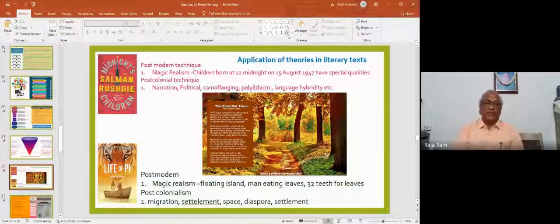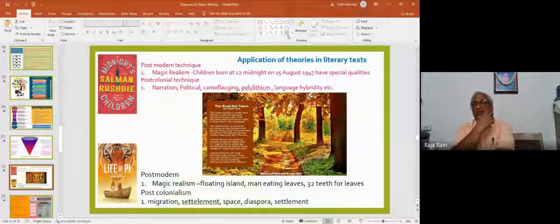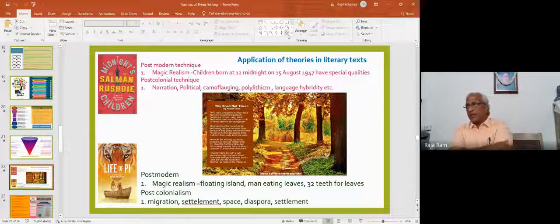Application, this is the final part I'm just moving into: application of theories in literary text. There are a lot of theories and postmodern techniques. What are the postmodern techniques? Magic realism, narrative techniques, political camouflaging, polylithism, language hybridity, etc. For example, in magic realism, children born at midnight on 15th August 1947 have special qualities. There's the Midnight's Children idea, with more magic realism there.